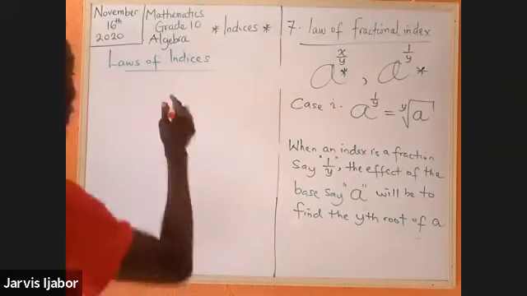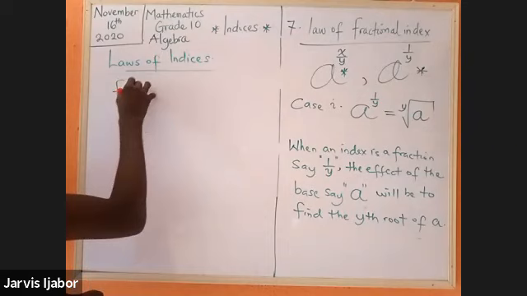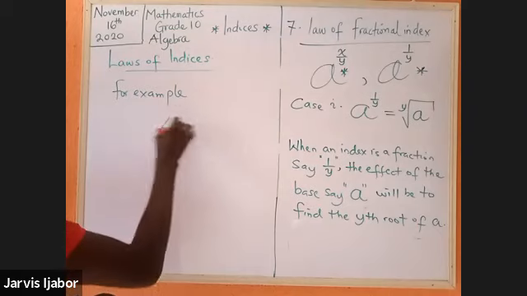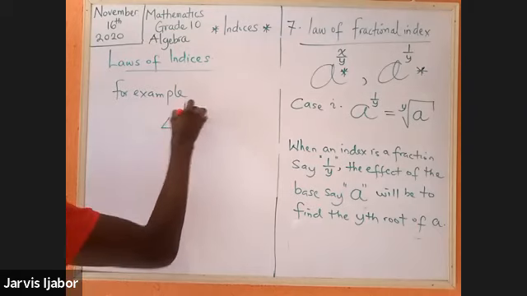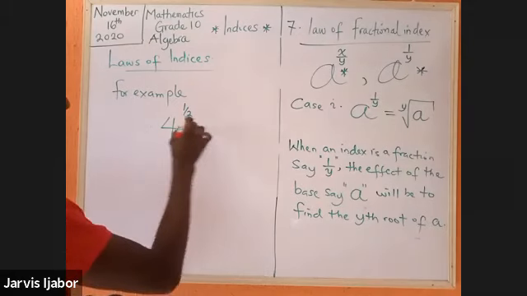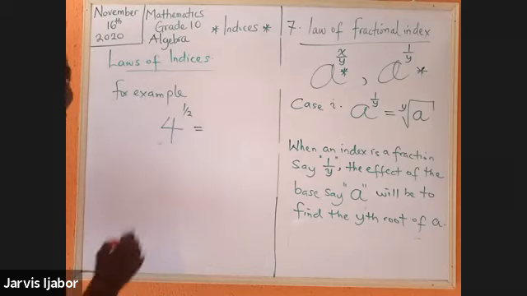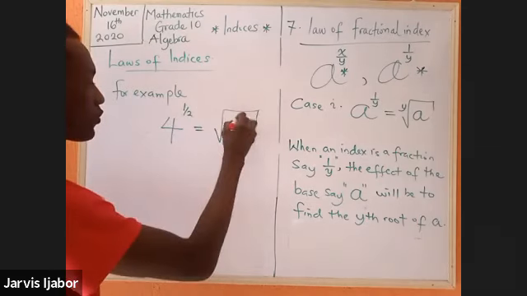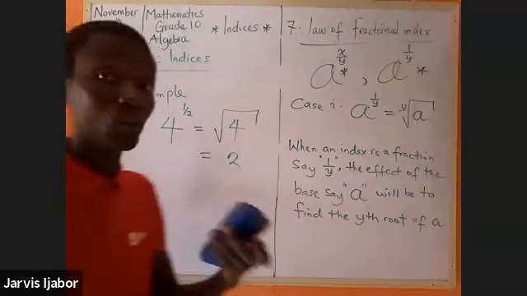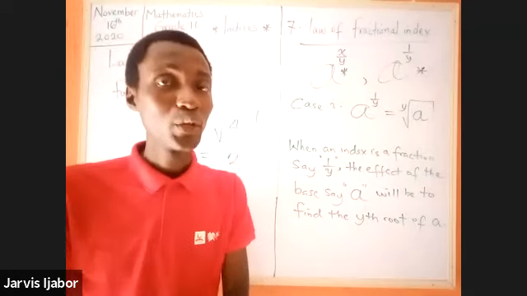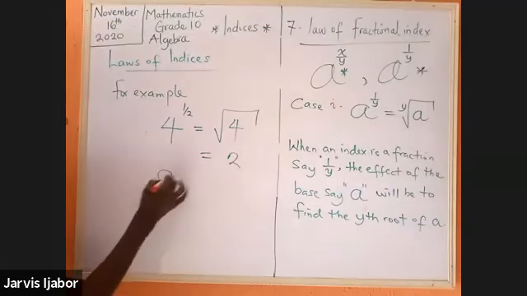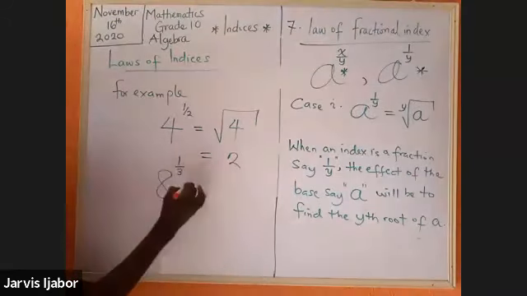Now, what this means is this. Let's take an example. For example, I have 4 to the power of 1 over 2. The 2 here symbolizes square roots. So this will be the square root of what? 4. And what's the answer? The answer will be 2, because you already know that the square root of 4 is 2.